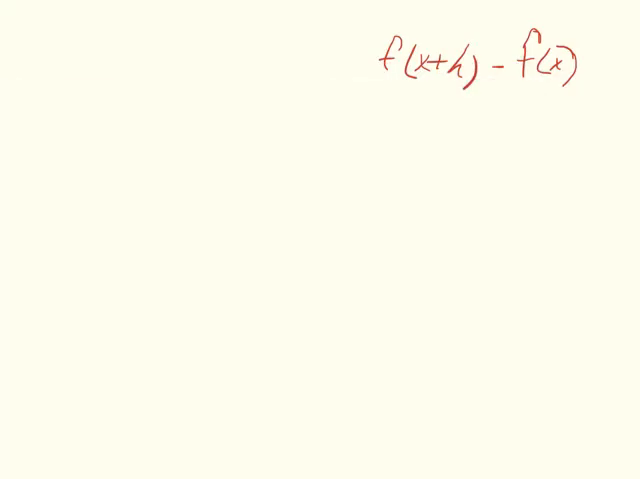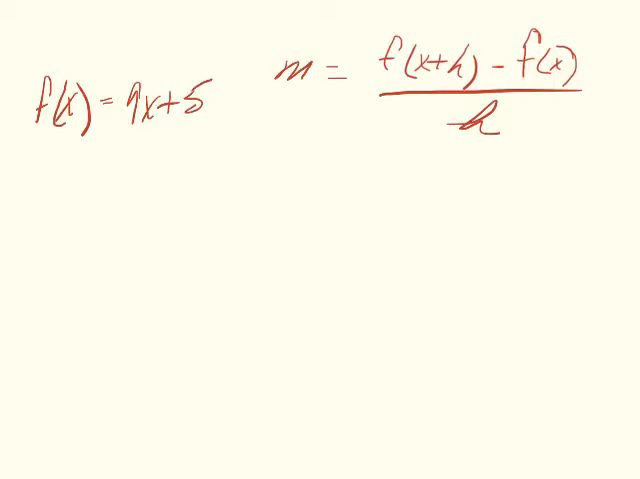If I have a, and let's put this back over h, and that is our slope, the slope of our secant line. And let's look at example 3. It says that f of x equals 9x plus 5, and it's wanting us to find the difference quotient, or the slope.